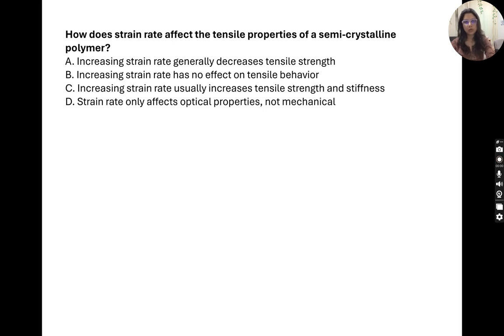By looking at the options, we can simply eliminate D, because strain rate affects mechanical, not optical properties. So it's not possible. Only three options will remain, A, B, and C. So what is the effect for semicrystalline polymers? How does the strain rate affect its tensile properties?